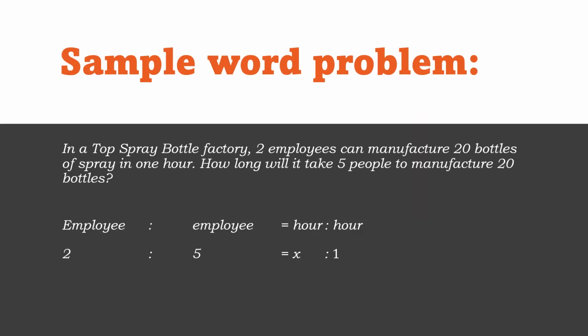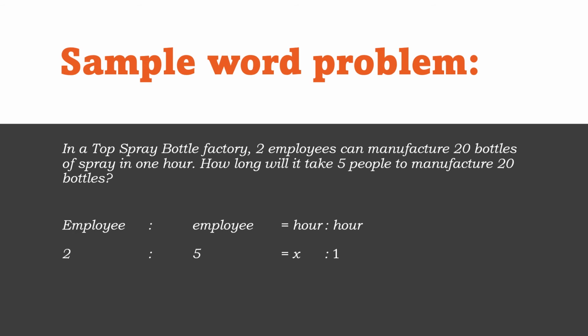Sample word problem. In a top spray bottle factory, 2 employees can manufacture 20 bottles of spray in an hour. How long will it take 5 employees to manufacture 20 bottles? So, our mathematical statement will be employee is to employee is equal to hour is to hour. Then substitute: 2 employees is to 5 employees is equal to an hour is to 1 hour.